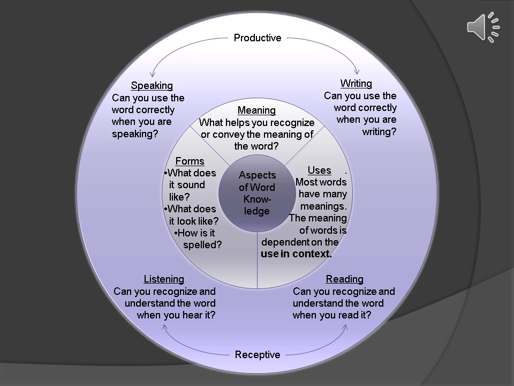To know a word productively, you need to be able to use the word correctly when you are speaking and when you are writing. To know a word receptively, you need to be able to recognize and understand the word when you hear it and when you read it. To be able to become fluent in all 4 domains, you need to understand that meaning is what helps you recognize or convey the meaning of the word. The forms are what the word sounds like, looks like, and how it is spelled, and finally, its uses of the word in context.